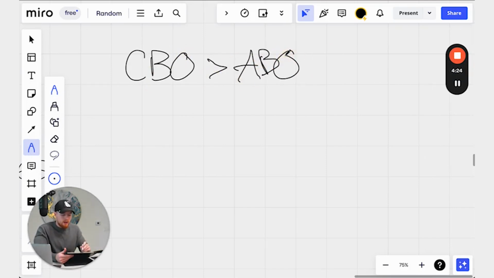So I'm not testing as much with ABOs. I'm not doing a lot of split testing with ad set budgets. Everything I'm doing is with CBOs. I'm finding them to be more stable. I'm finding them to be more consistent and more efficient with my budget.